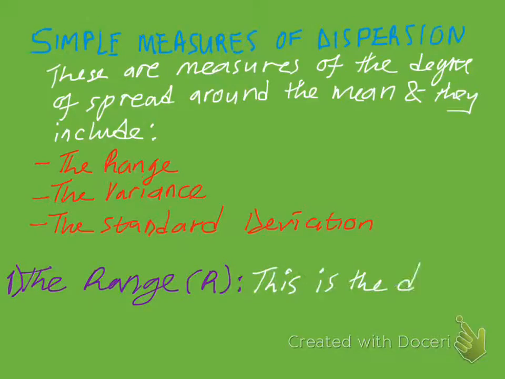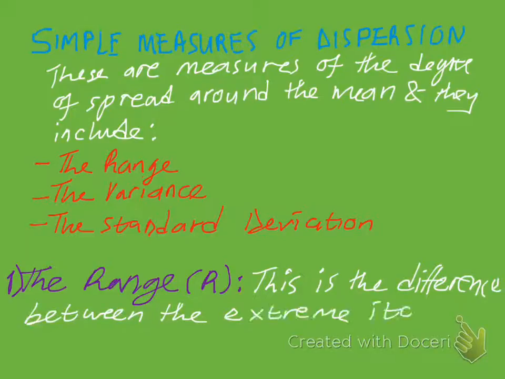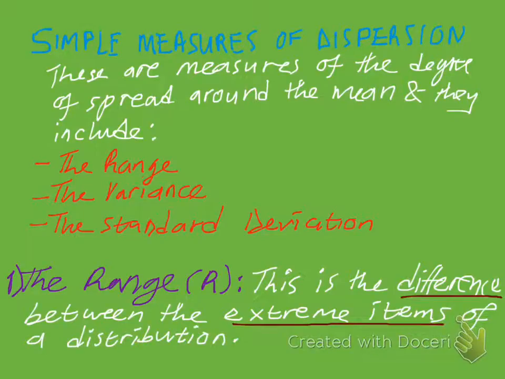Start with the range, denoted as R. The range is the difference between the extreme items of a distribution. Note: difference and extreme items. You take the extreme items and you find the difference. You subtract the one at the extreme left from the one at the extreme right.